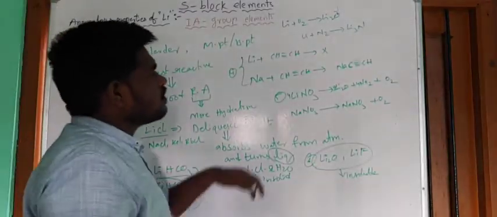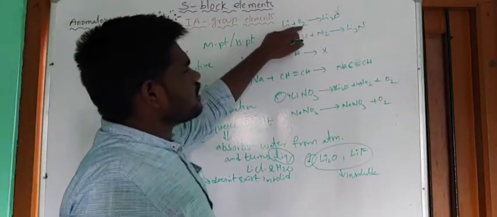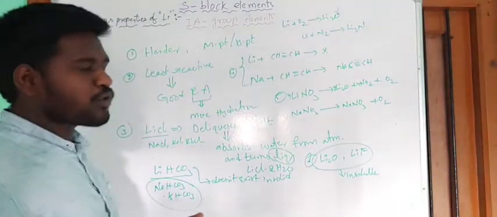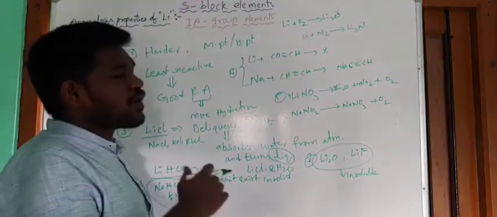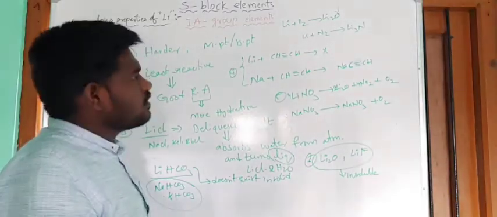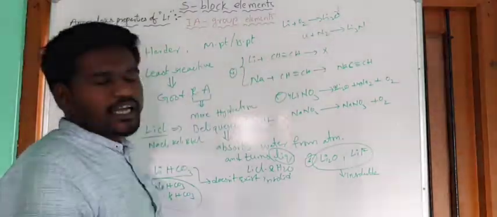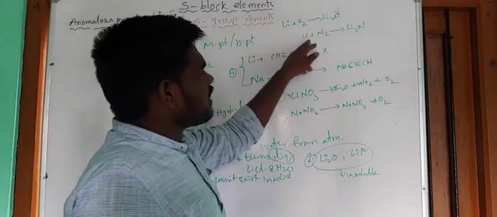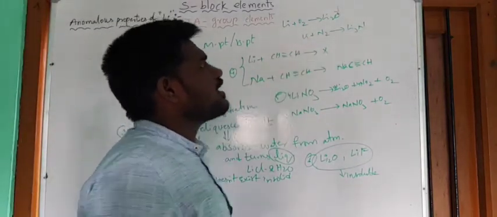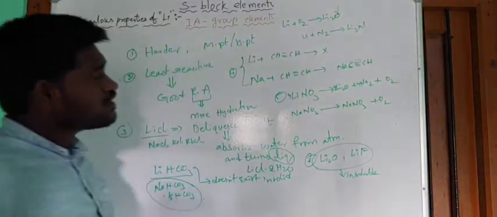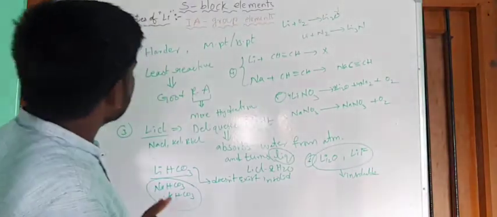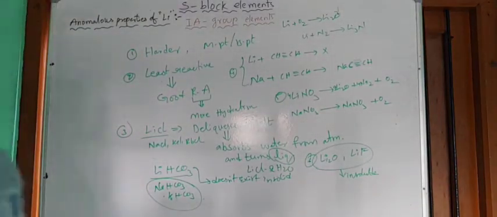So right guys, lithium reacts with oxygen, gives lithium oxide. But other metals, sodium, potassium, rubidium, give peroxides and superoxides. They won't give monoxides like Li2O. So next, lithium directly reacts with nitrogen and gives lithium nitride, but other elements won't react with nitrogen directly. So these are the anomalous properties of lithium.